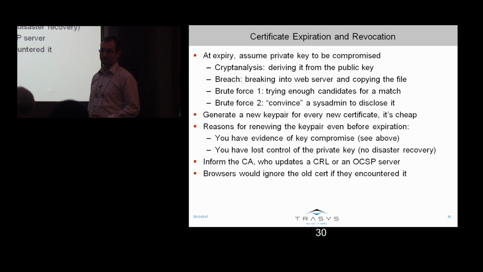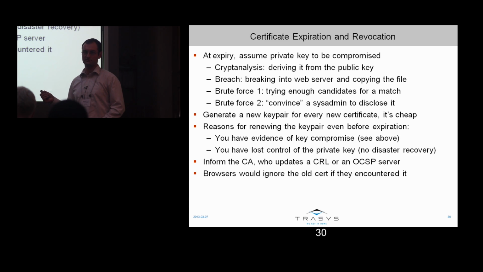That's why we have expiration. But what if we get proof that one of these things has happened even earlier? We need a sort of emergency expiration. And that's called revocation. And I think you've heard about it in the PKI infrastructures of BART.